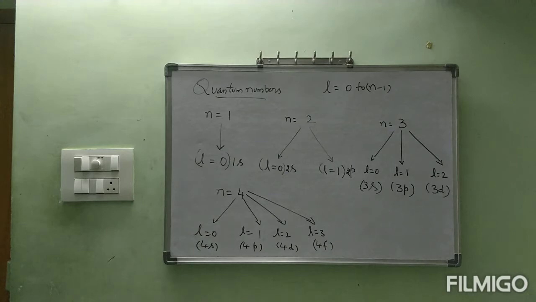So generally we represent l values as l is equal to 0 to n minus 1. But if an electron is present in 4f, its l value is 3, n value is 4. If an electron is present in 4d, its l value is 2, n value is 4. We will practice after completion of all the 4 quantum numbers. We will practice how to write quantum numbers for an electron easily.